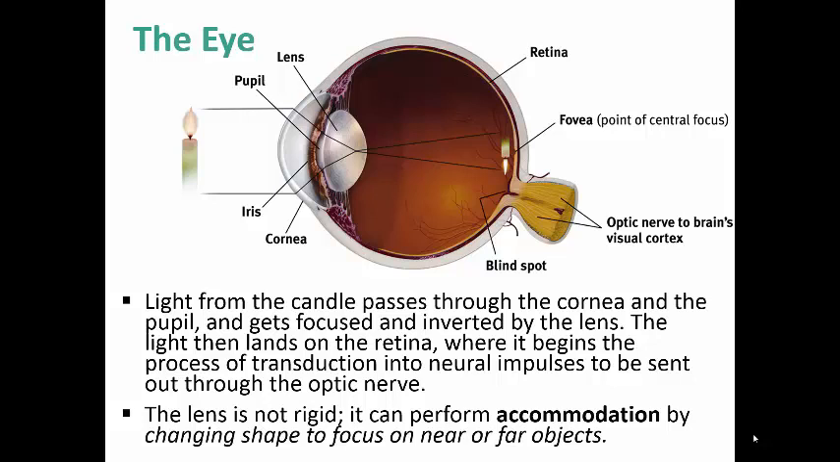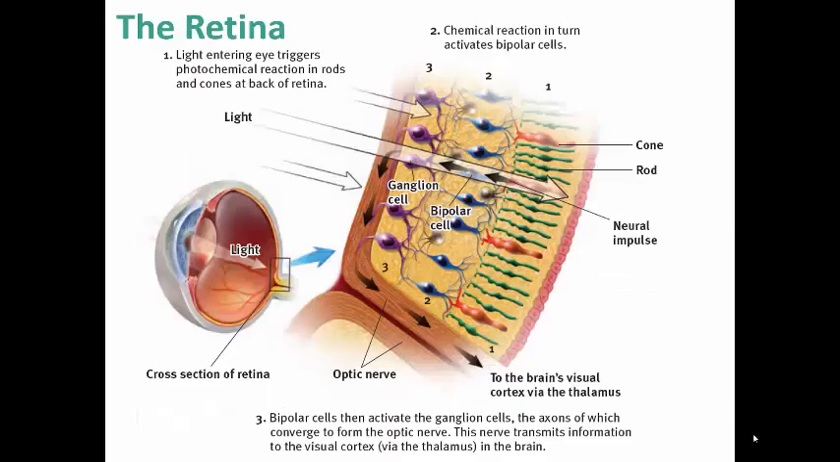The lens is not rigid. It can perform accommodation by changing shape to focus on near and far objects, and that's why you can actually touch your eye, and it's somewhat malleable, and your contact lenses, for those of you who wear them, are malleable.